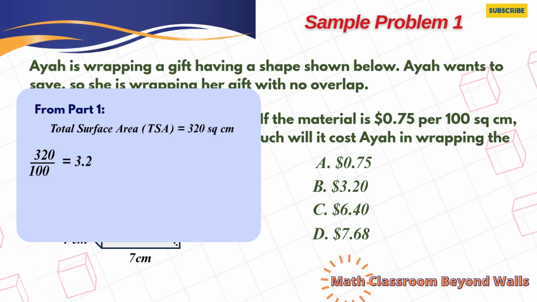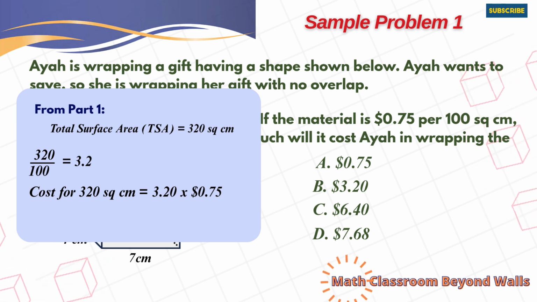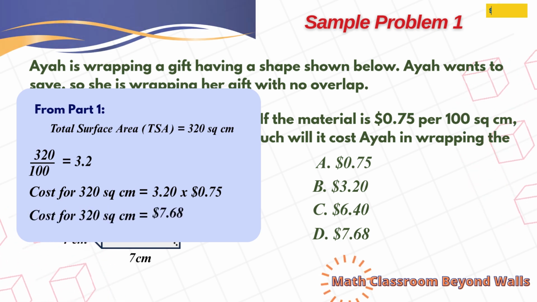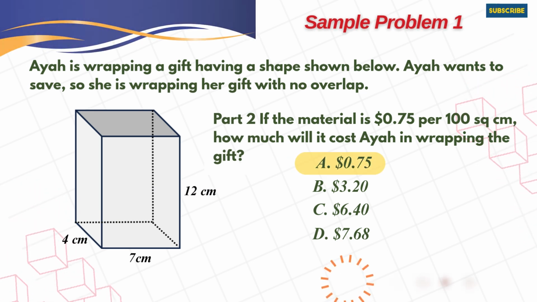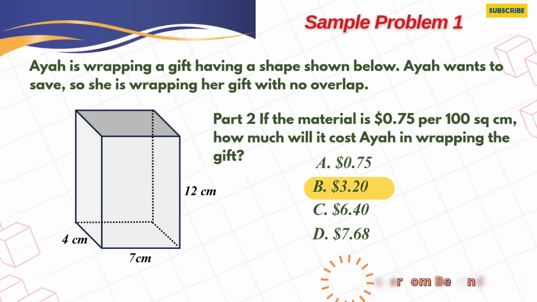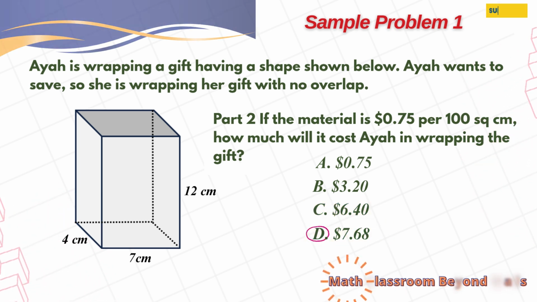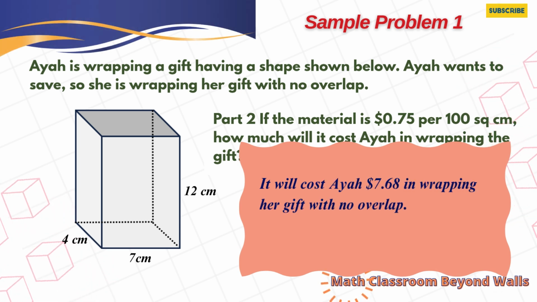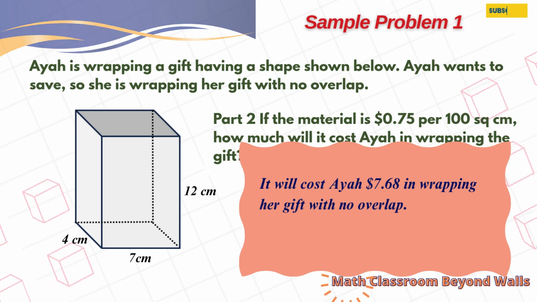This gives us 3.2. Next, we multiply 3.2 by 75 cents to get the cost for 320 square centimeter wrapper. And this gives us $7.68. So, what is our answer, learners? Is it option A, option B, option C, or option D? Okay, so the answer is option D. It will therefore cost Aya $7.68 in wrapping her gift with no overlap. That was again easy.